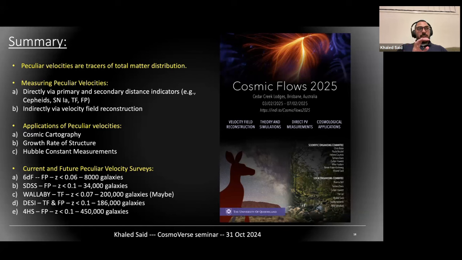And finally, in the south, we have the 4HS survey, which is a survey on the 4MOST telescope that will be using the fundamental plane, and we'll go to a redshift of 0.1. We're hoping for this one we'll get about 500,000 galaxies, but that survey still didn't start. And because there is a lot of development happening, we are actually organizing a conference next year, in February, to discuss all this development.